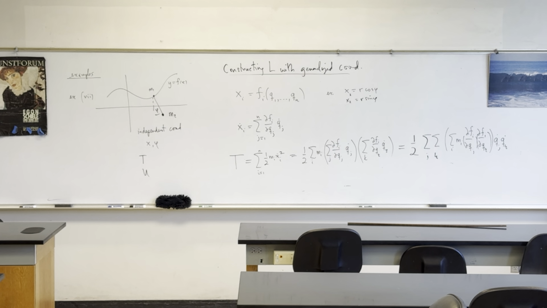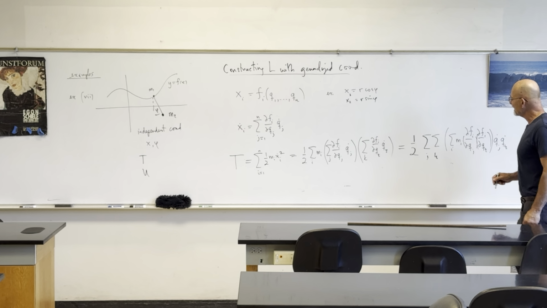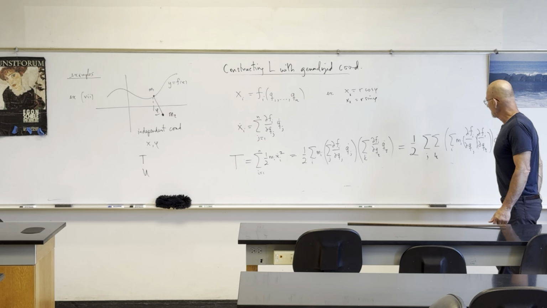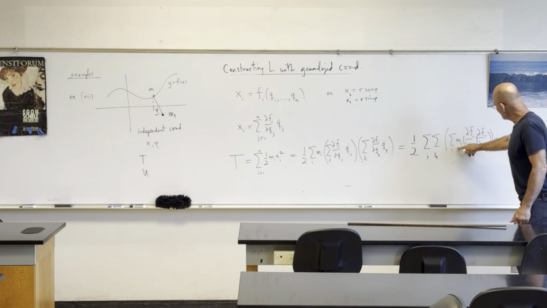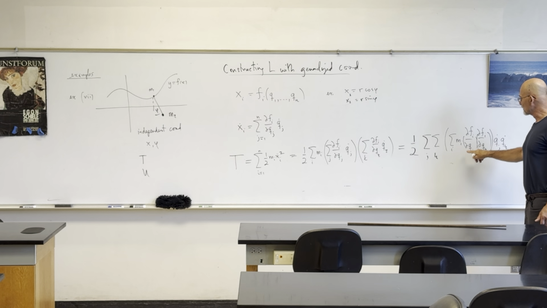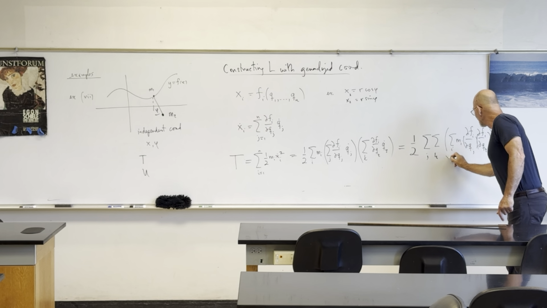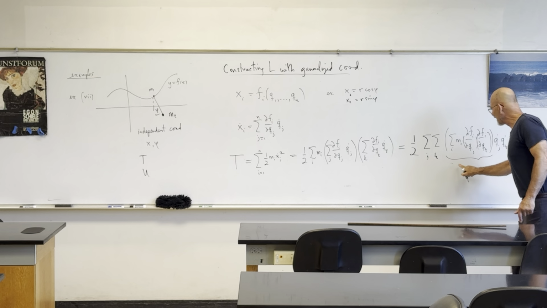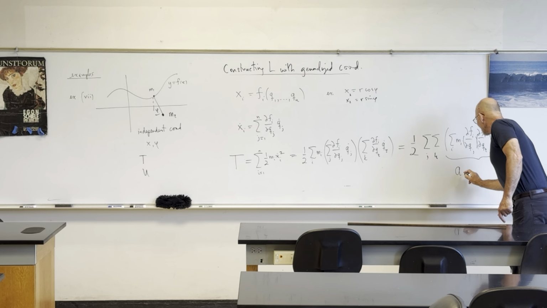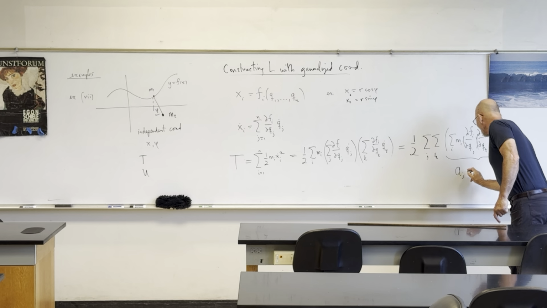Let's see what's going on here. Okay, you guys are thinking this looks bad, but it's not. All I did was rearrange these sums, and I can do that. The summation over i, these are derivatives. What we do is we give this thing a new name. It is A sub jk, and it's a function of all those q's.